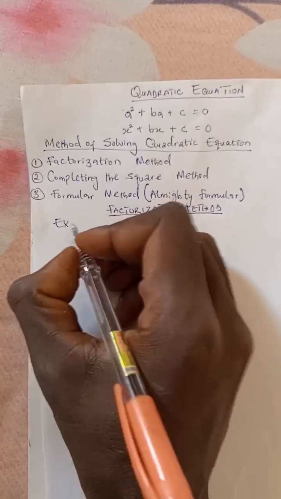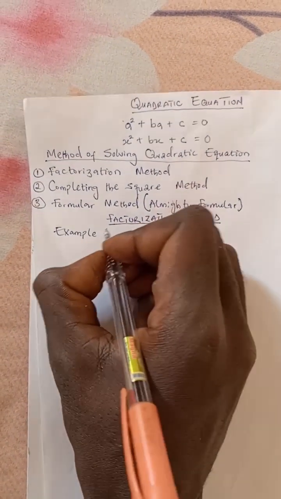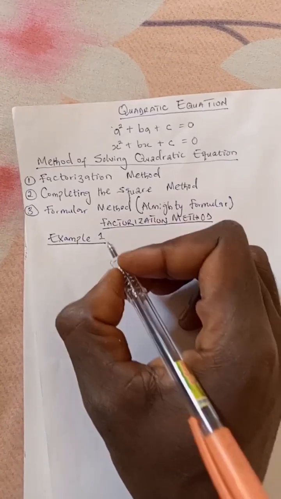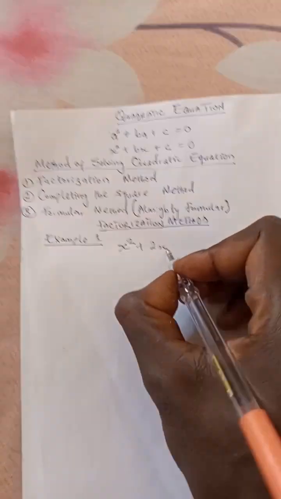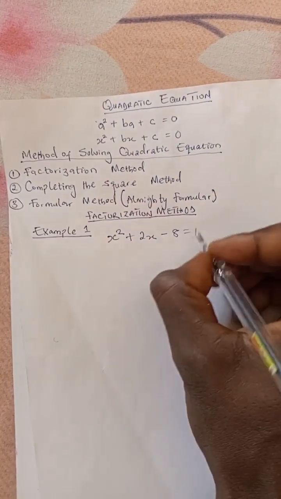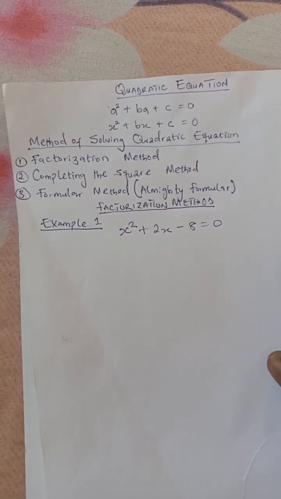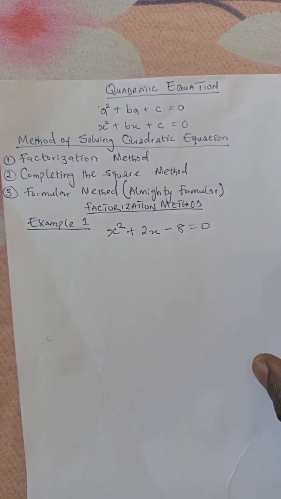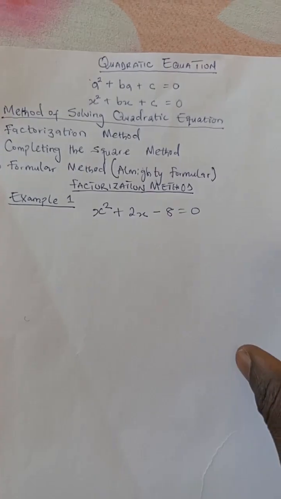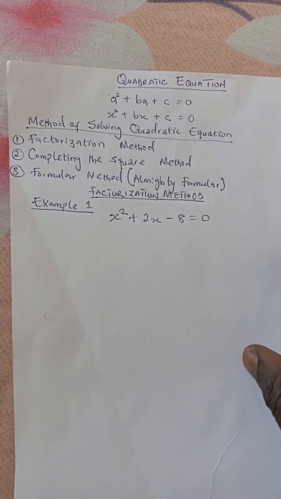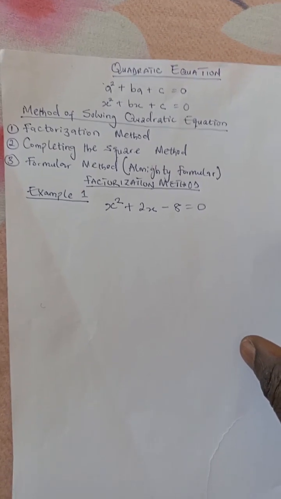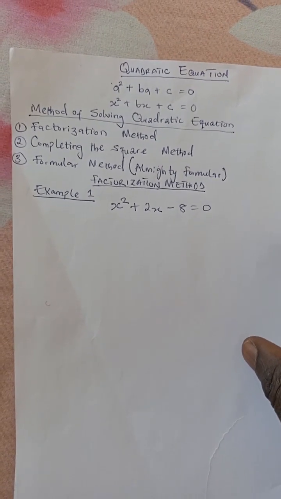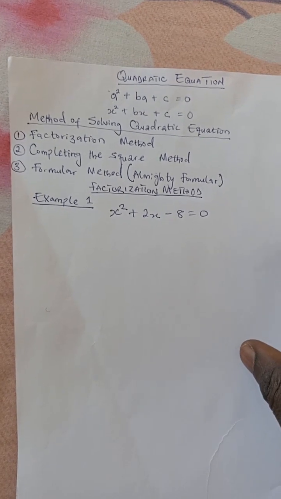So let's take one example, example 1. If you're given this equation, x square plus 2x minus 8 being equal to 0, and you are asked to solve this quadratic equation using factorization method, this is a simple way you do. There are other methods you can find in other textbooks, such as higher engineering mathematics. There are different ways of using factorization method in solving quadratic equation, but this is a simple method I've found.